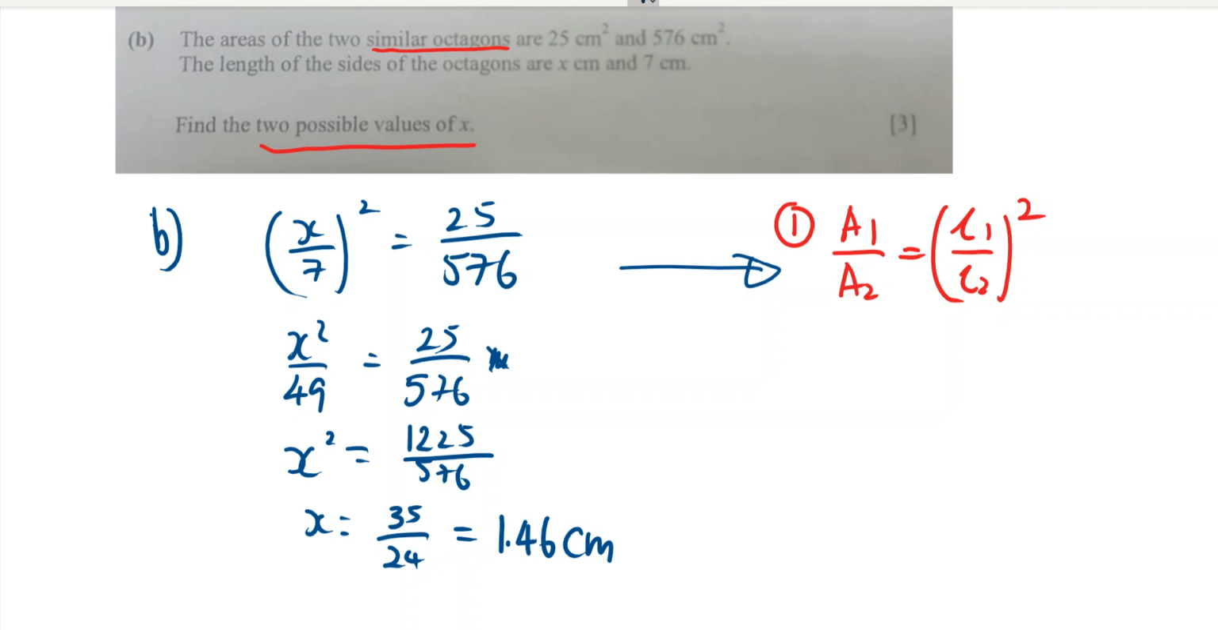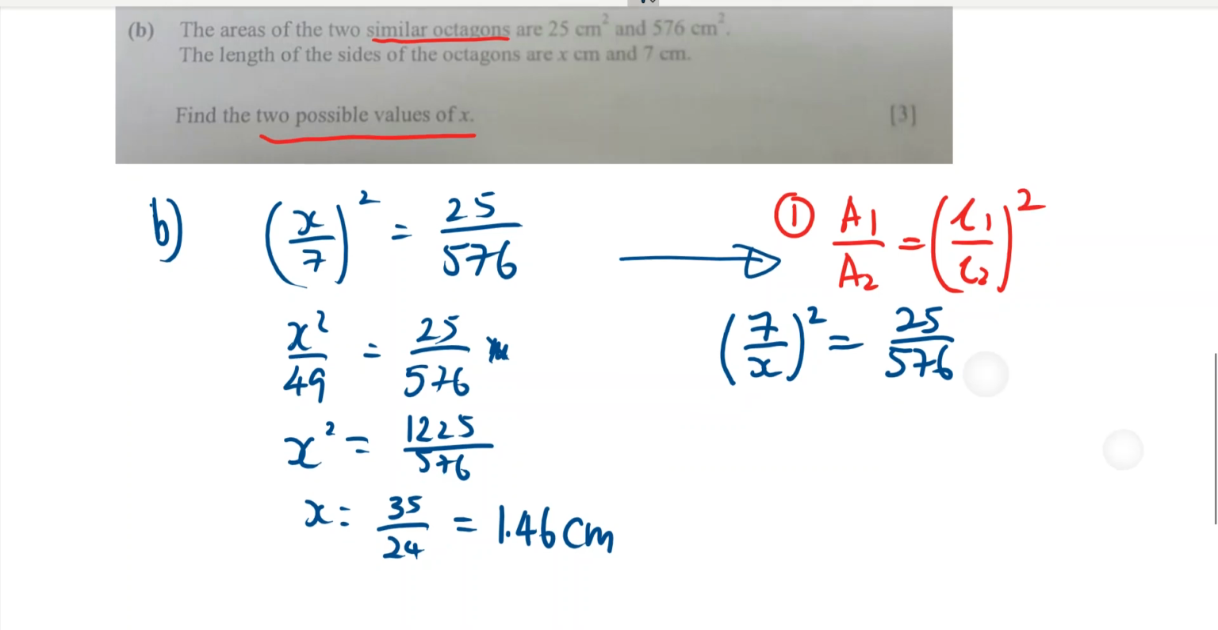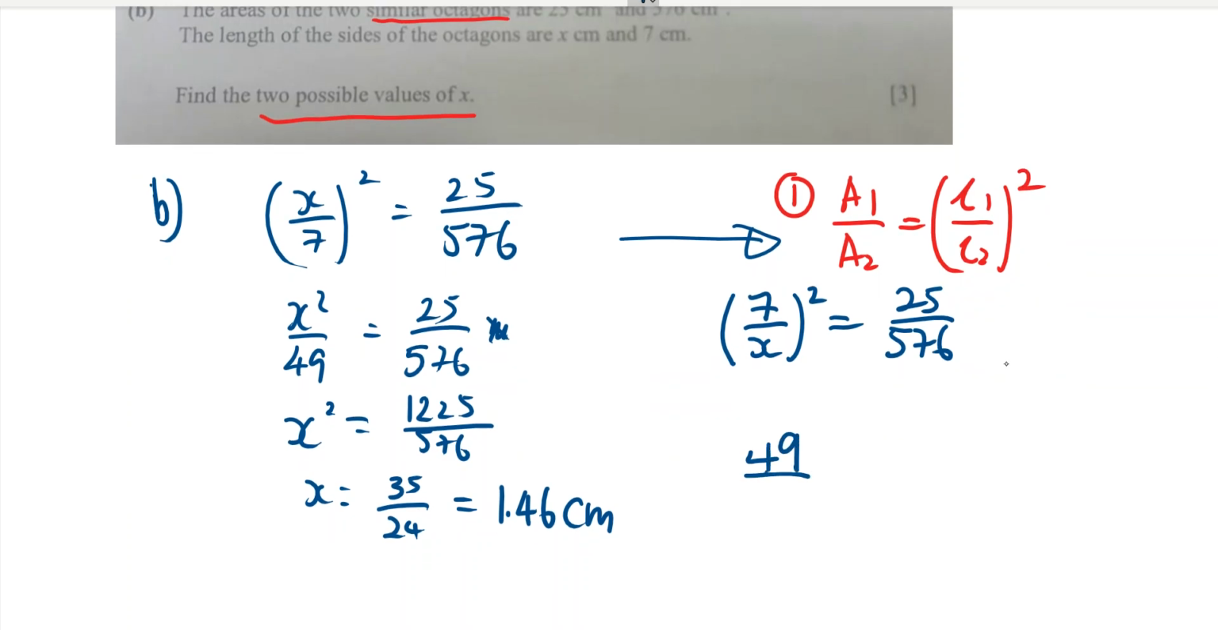Now where does the next possibility come from? In the first part of the question, we assumed that x is the side of the smaller octagon. But what if it is a side of the bigger octagon? So that's the second part, where you have 7 over x bracket squared is equal to, same thing, 25 over 576. So I will have 49 over x squared is equal to 25 over 576.